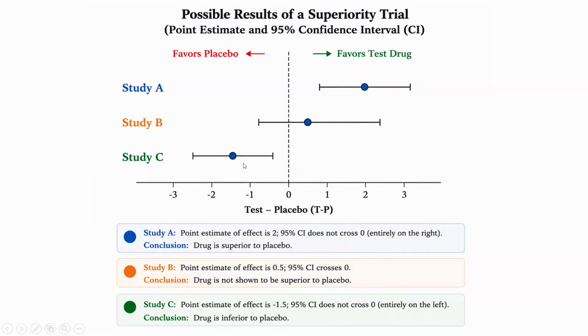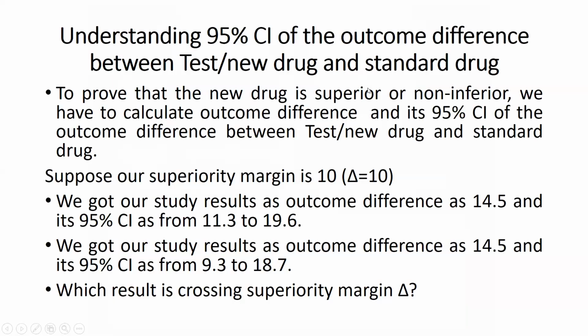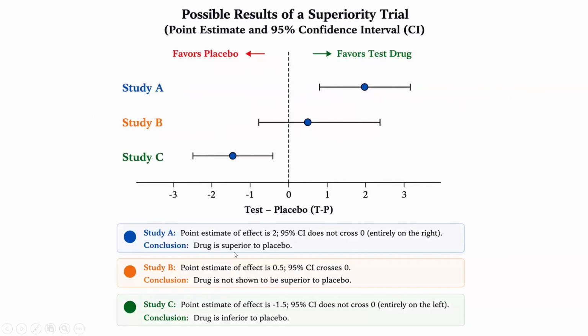Okay, it is inferior. So this is a description of the point estimate and its 95% confidence interval, which we have done in this example. If you have any question regarding the superiority trial, you can ask me. Okay, so I think I have repeated.